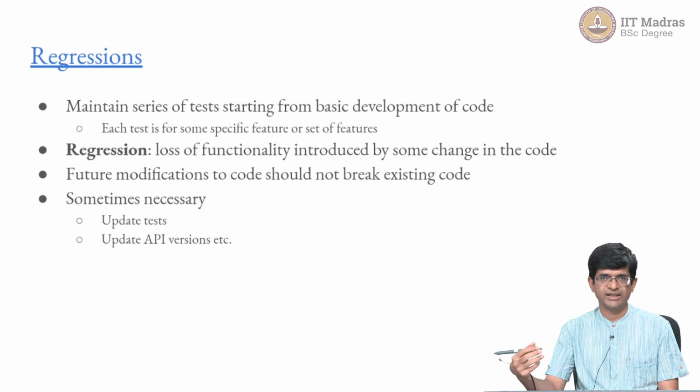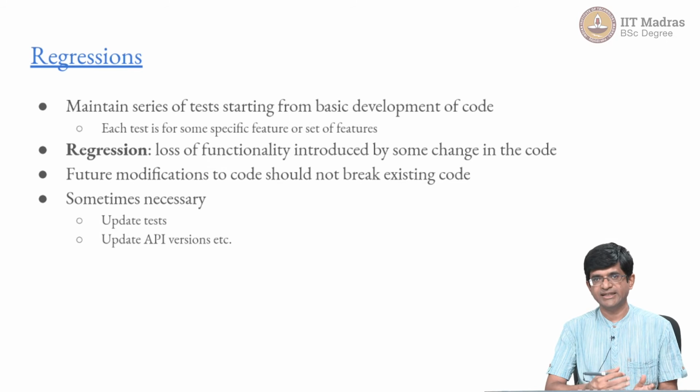Now what happens if I change some internal column in one of the tables in the database, and because of that one of the other views in the student view breaks? It doesn't display as it was supposed to. That's called a regression. It means that some functionality that was previously working has stopped working. And regression testing is precisely to take care of such scenarios.